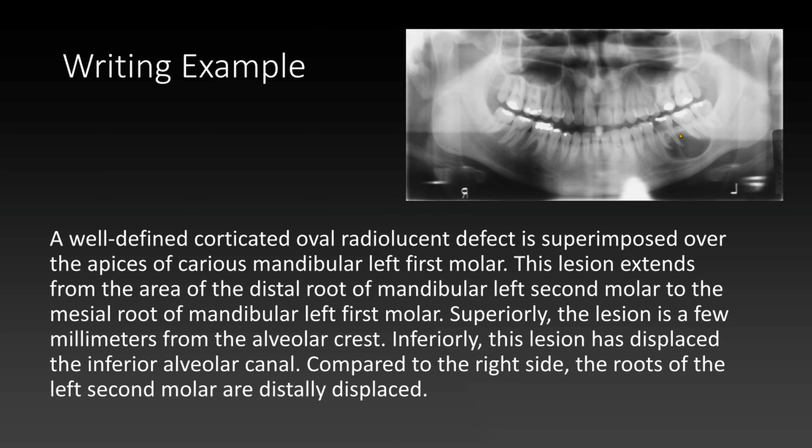So let's see, what did we describe? The word "a" means a single radiolucency, which means that it's not generalized. We have well-defined corticated that describes the border of the lesion. The oval describes the shape of the lesion. Typically, a cyst is circular or oval. Some of the benign tumors may also be circular or oval. The word radiolucent describes the density of the lesion. You can see that within a few words, we have described the border, the shape, and density.